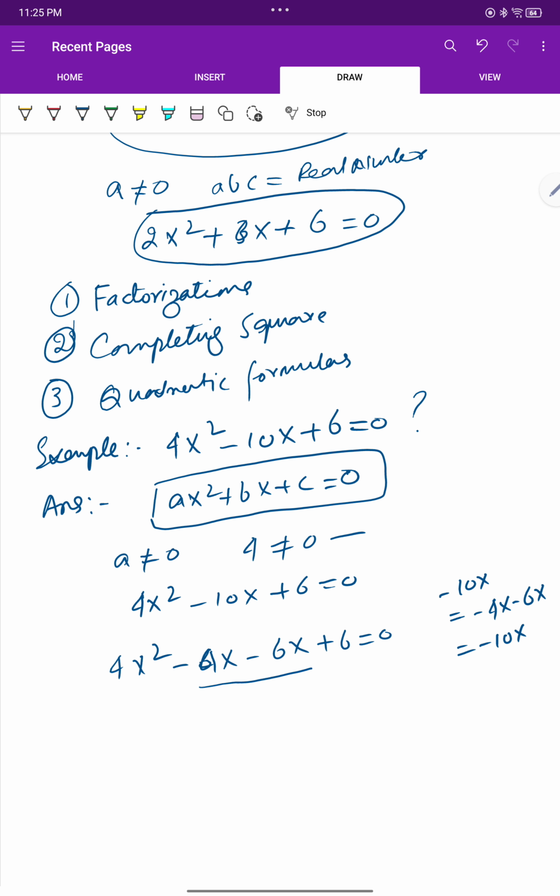If I write it like this, it's still 4x square minus 10x, but for the purpose of factorization and splitting we do it like this. There are many more methods. You can divide it by division or some other thing, but this is pretty easy and it's common. So let's take 4x common. So we got x minus 1. Here you can take 6 common, and x minus 1 is equal to 0.